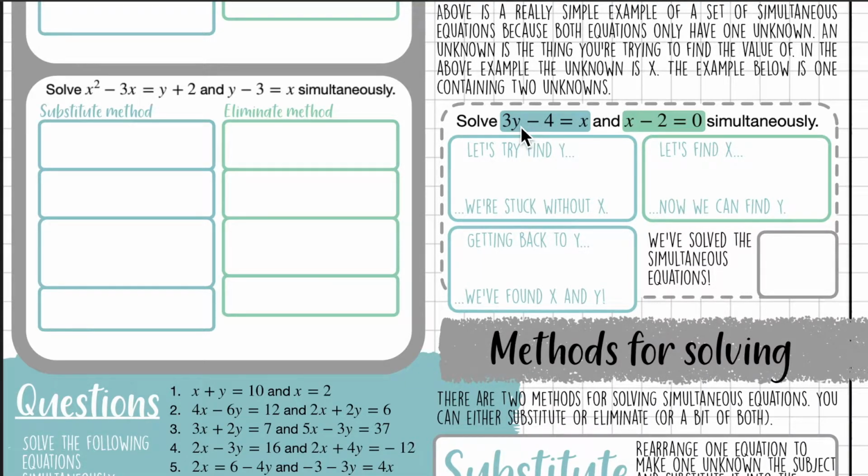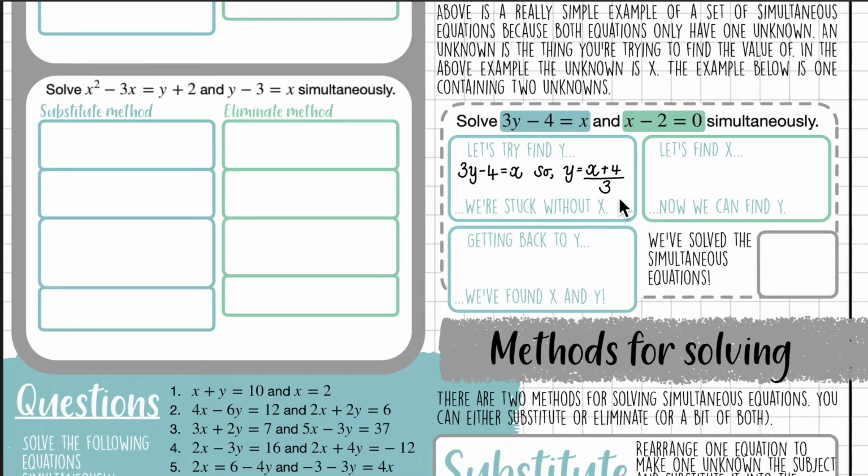Here, y is an unknown and x is an unknown. Let's go ahead and try this. So first, let's try find y. So we can take this equation here that contains y, and we're going to rearrange it to make y the subject. So we get y is equal to x plus 4 all divided by 3.